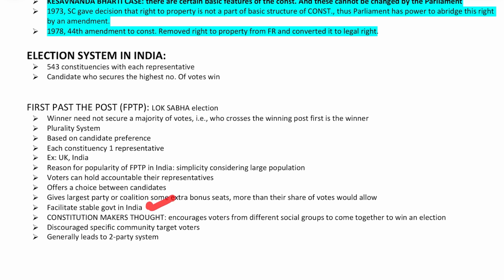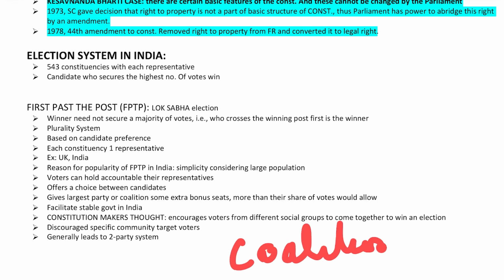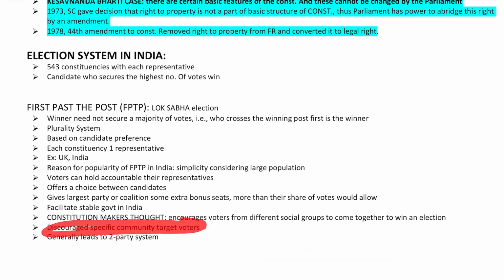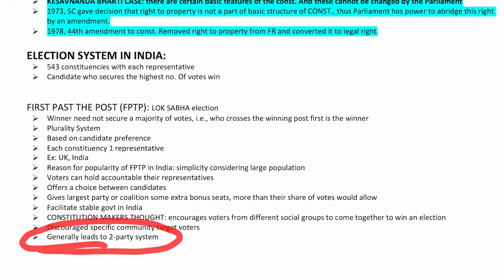Then it facilitates a stable government and also coalition governments. The constitution makers thought that, in order to encourage voters of different social groups to come together and win an election, this would be a more suitable approach. So people from different groups would come together in order to win an election. This would lead to coalition and more cooperation. It discouraged community-targeted votes. Even if a community is a majority in a certain area, that would not lead to the person actually winning. It generally led to a two-party system.